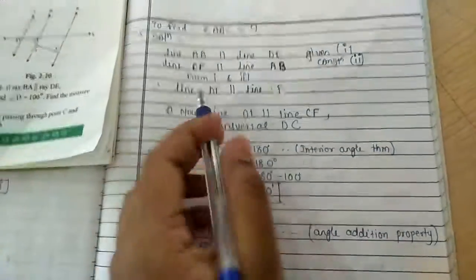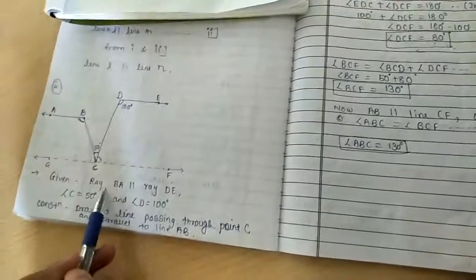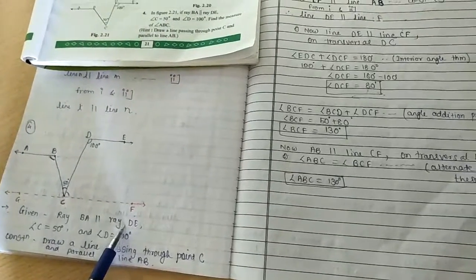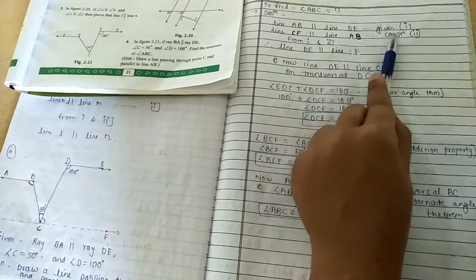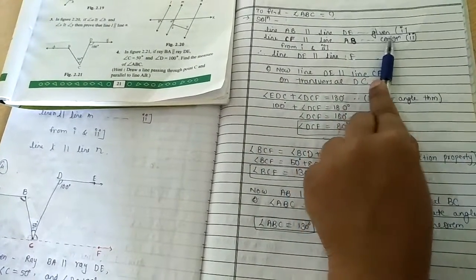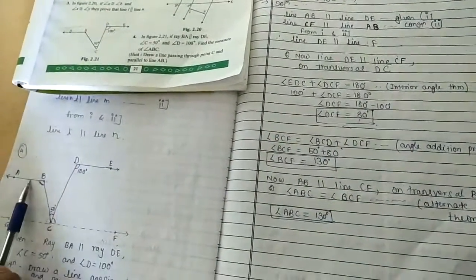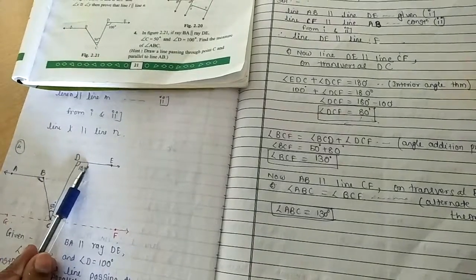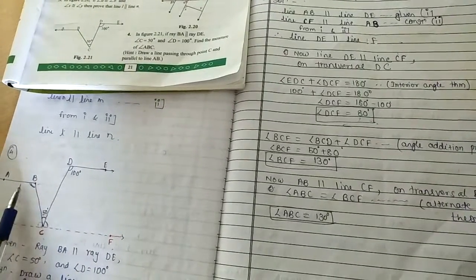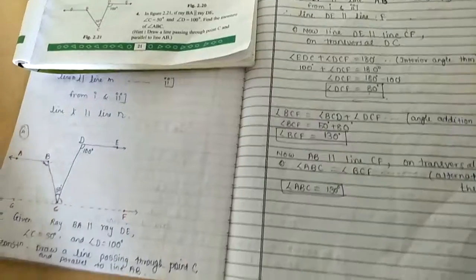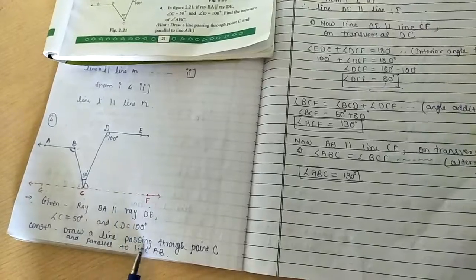So what we did, we say that line AB is parallel to line DE, and it is given, because in the given it is saying ray BA is parallel to ray DE. So therefore line AB is parallel to line DE, and the reason we gave is that it is given, and that we call equation number 1. Suppose this AB and DE are parallel, it means CF and AB are also parallel. CF parallel to AB, where did we take that from? From the construction, because in the construction we say draw a line passing through C parallel to line AB.